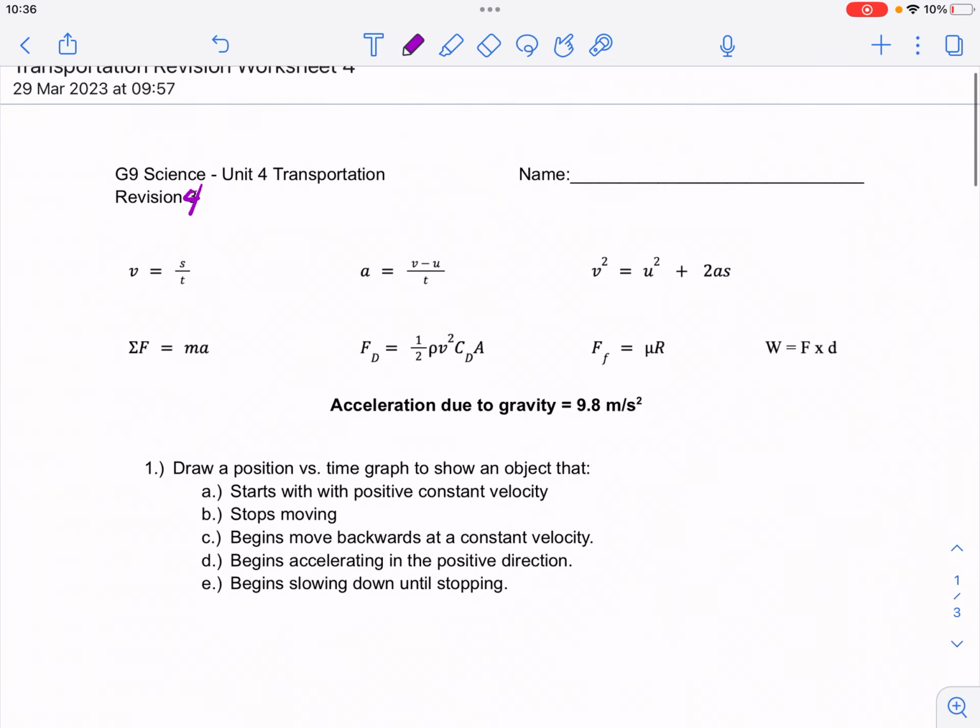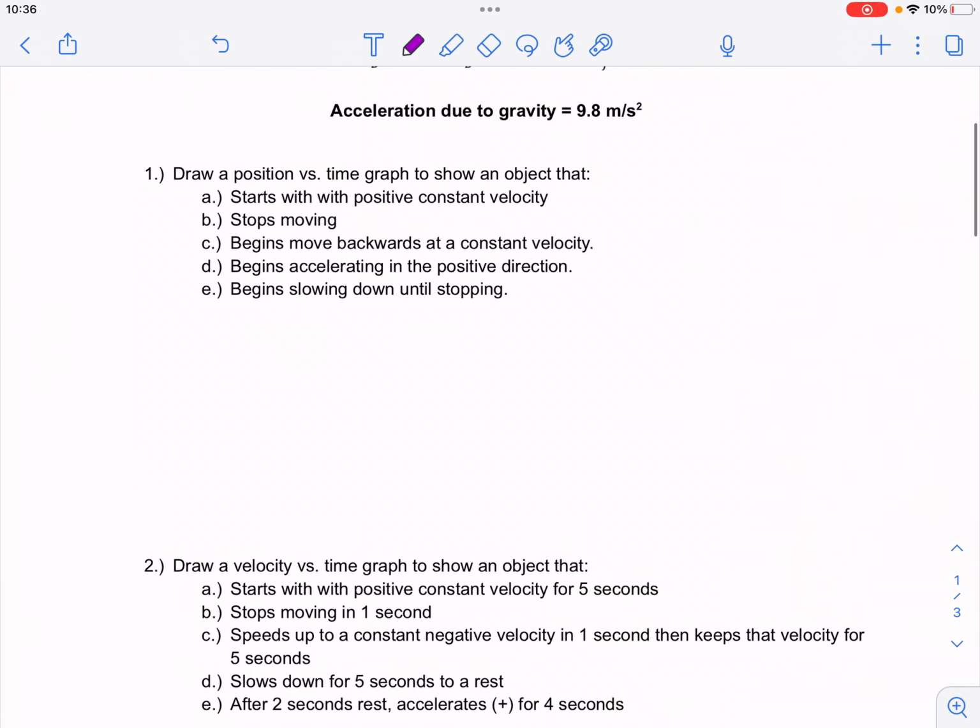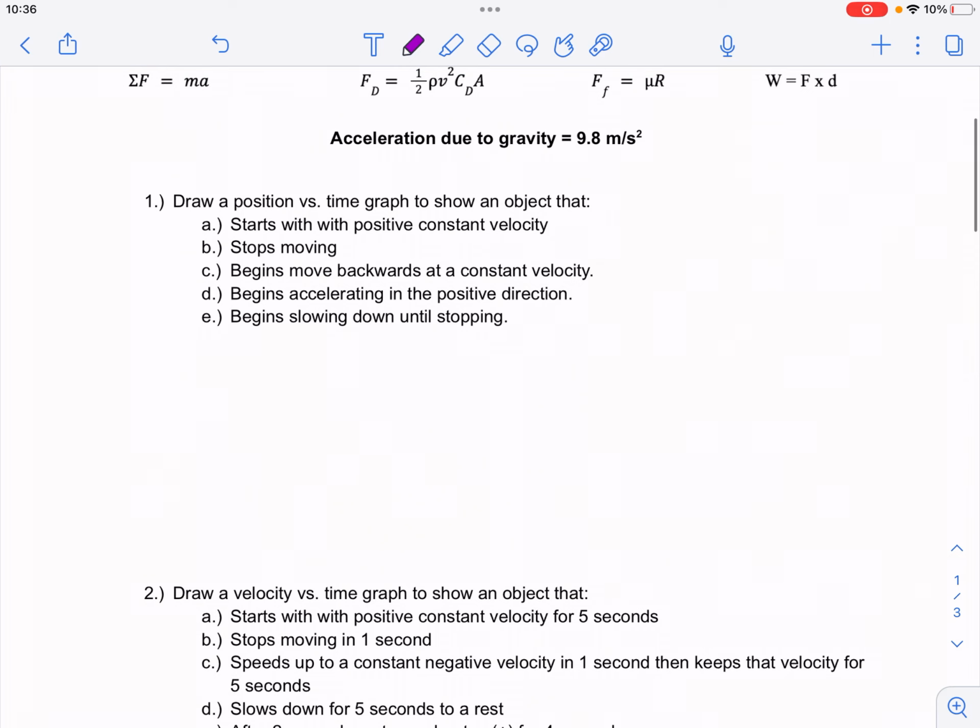Okay, we're on revision 4, mostly focused on motion graphs for our transportation test coming up. So we've got a position versus time graph, and position has the unit of meters and time usually in seconds. So a positive constant velocity. On a position graph, velocity is shown by changing position. That shows that you're traveling with some kind of speed.